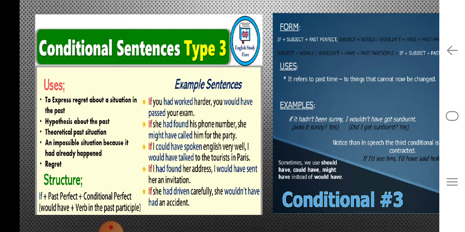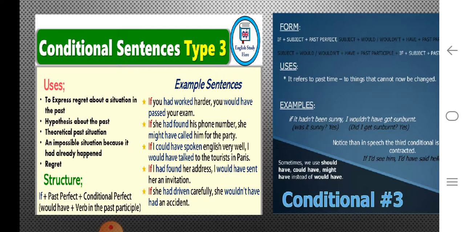So if you look at the examples, you will understand. If you had worked harder, you would have passed your exam. If she had found his phone number, she might have called him for the party. If I could have spoken English very well, I would have talked to the tourists in Paris. If I had found her address, I would have sent her an invitation. If she had driven carefully, she wouldn't have had an accident.